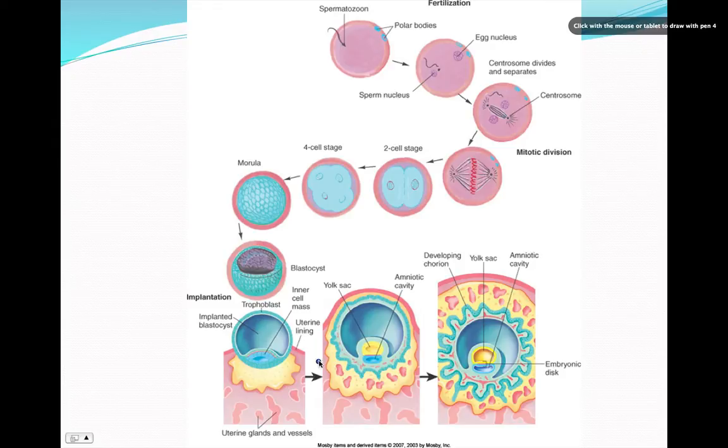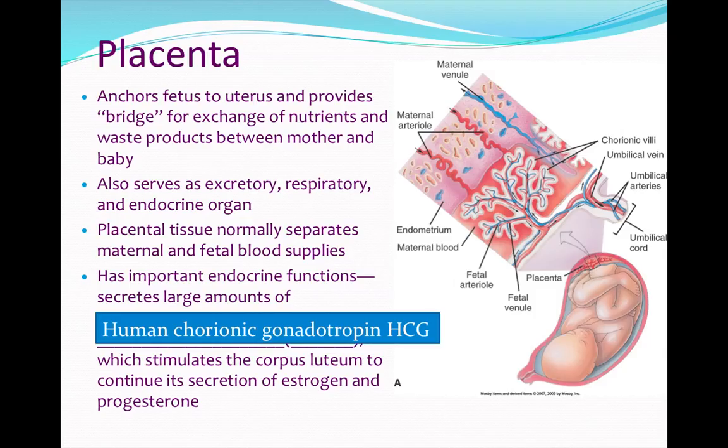You see a couple of embryonic tissues start developing. You see a yolk sac, an amniotic cavity, and with a little bit more development, we have now an embryonic disc that happens in between the yolk sac and the amniotic cavity. We also see a developing chorion, which is going to be the basis for placenta connection very soon.